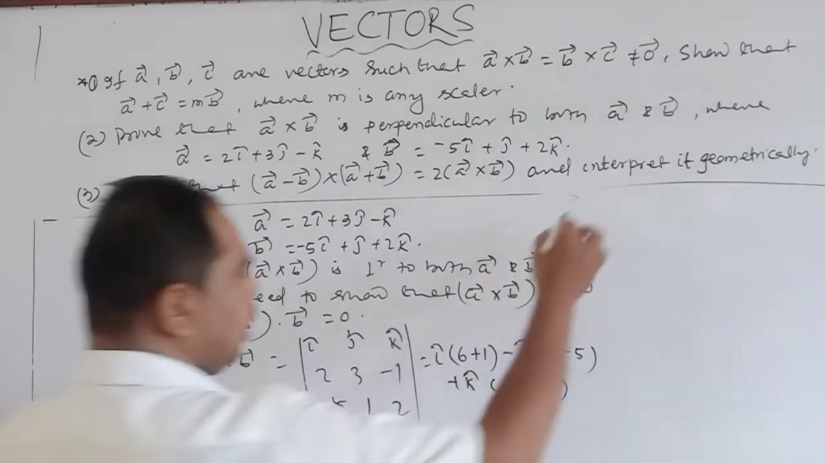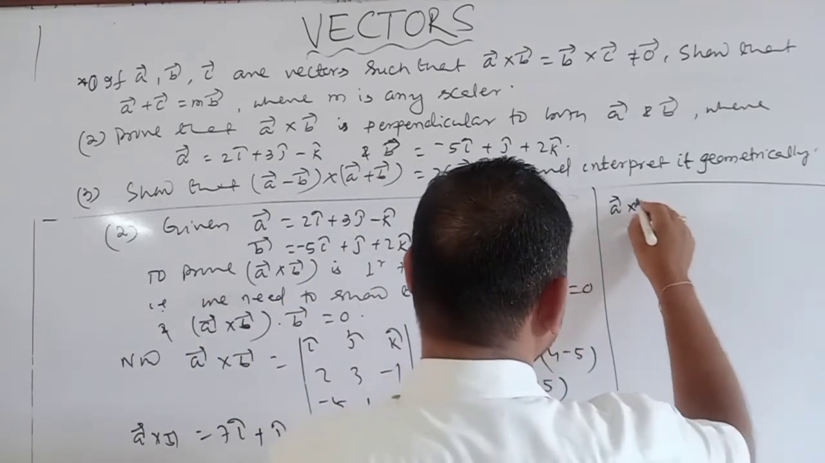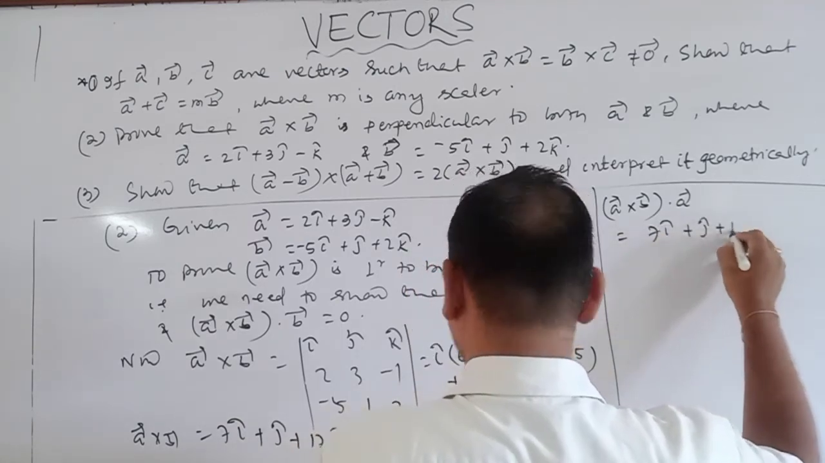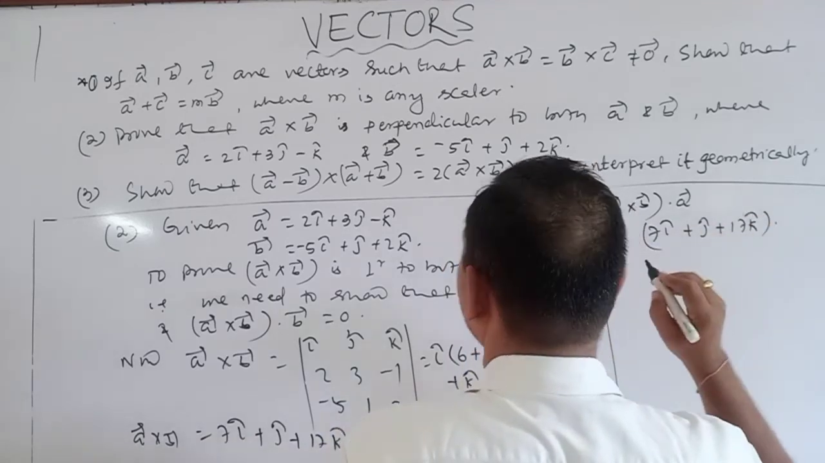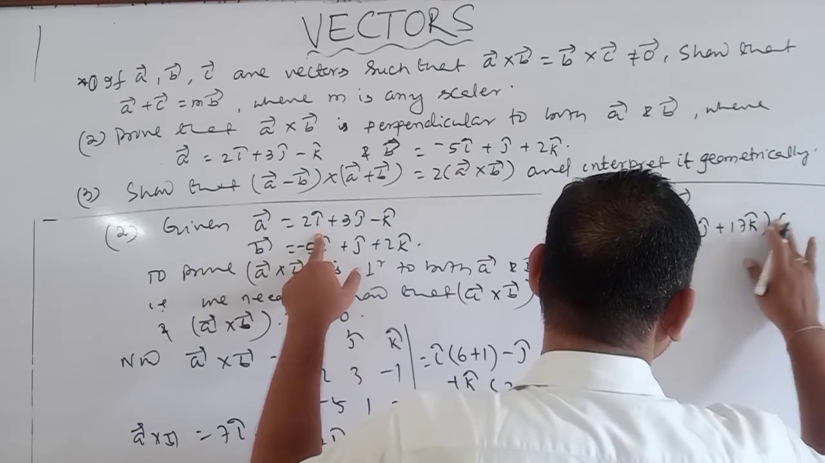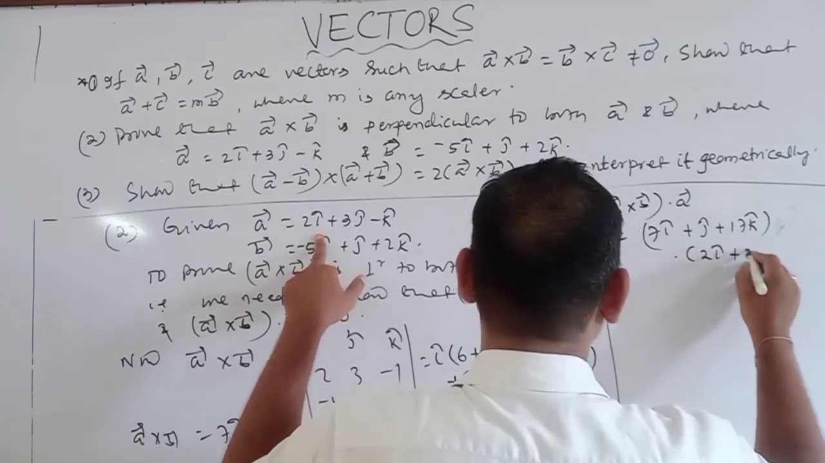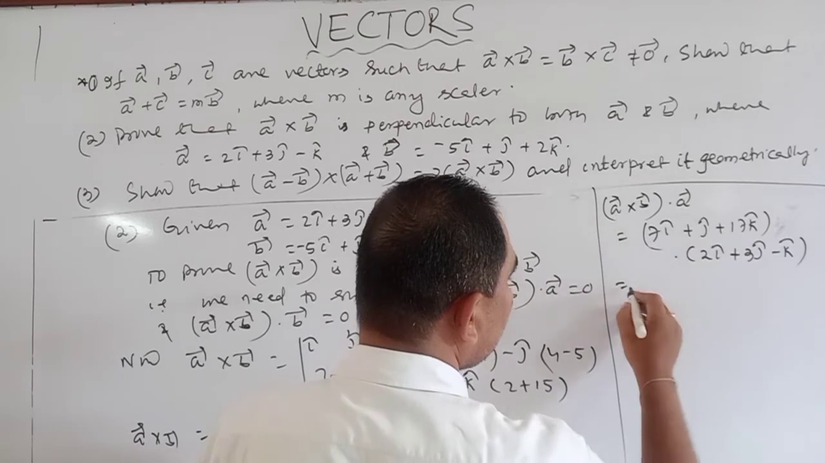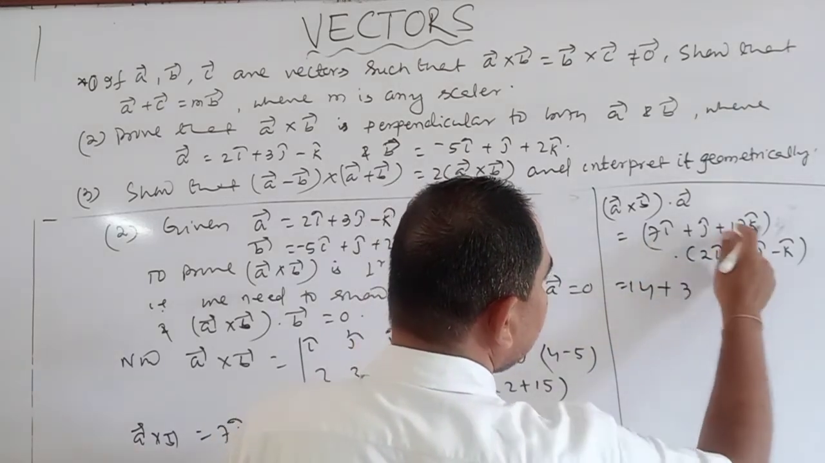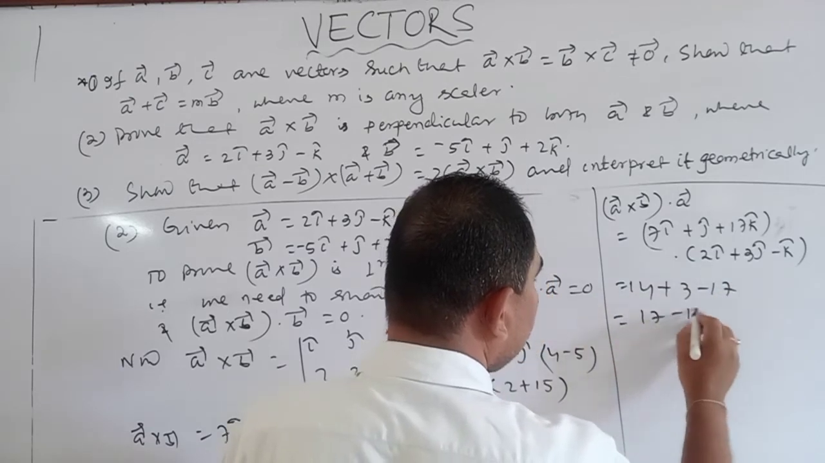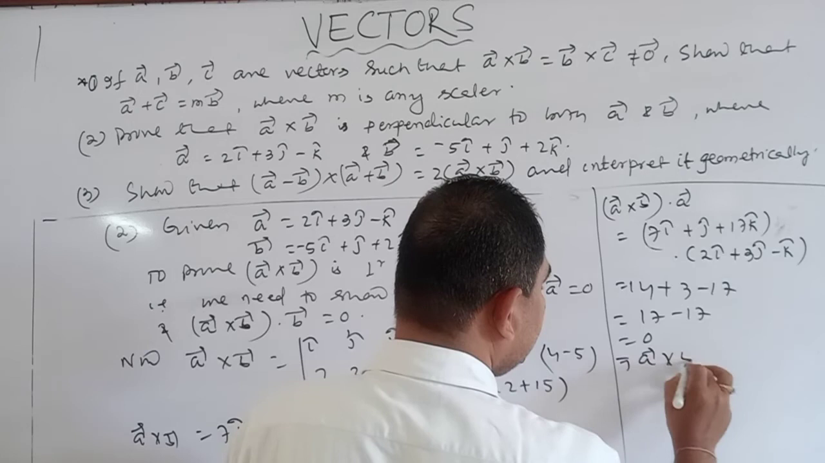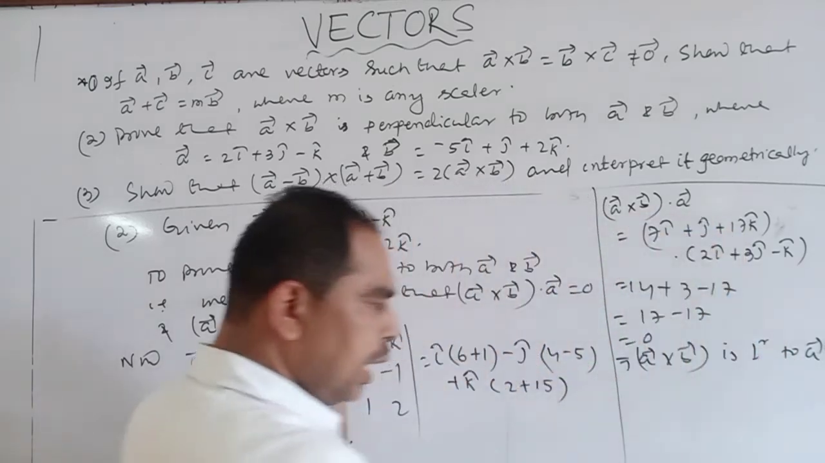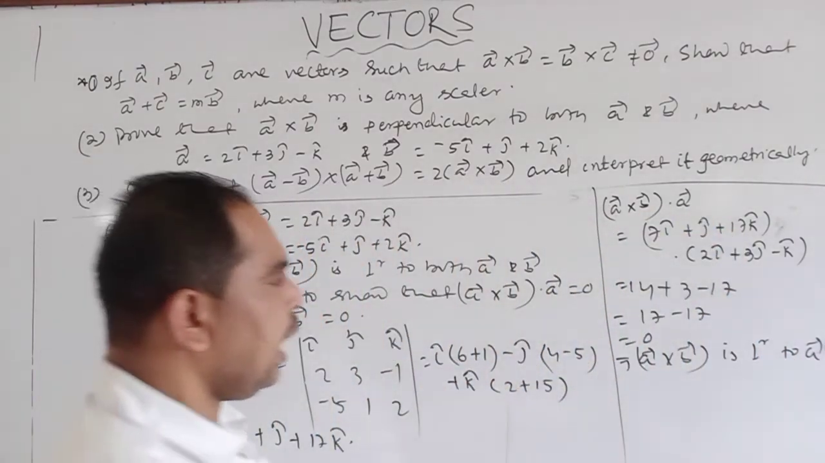Okay. Next, A cross B dot A. A cross B is 7 i cap plus j cap plus 17 k cap, dot A. What is A? A means 2 i cap plus 3 j cap minus k. So it is equal to 7 into 2, 14, plus 1 into 3, 3, plus 17 into minus 1, minus 17. So 17 minus 17 is equal to 0. So this implies A cross B is perpendicular to A vector. Since the dot product is 0, therefore A cross B is perpendicular to A vector.